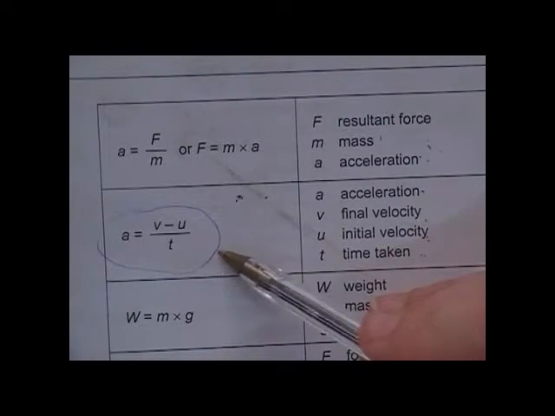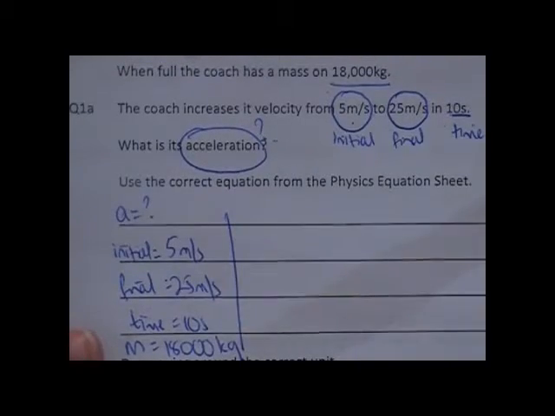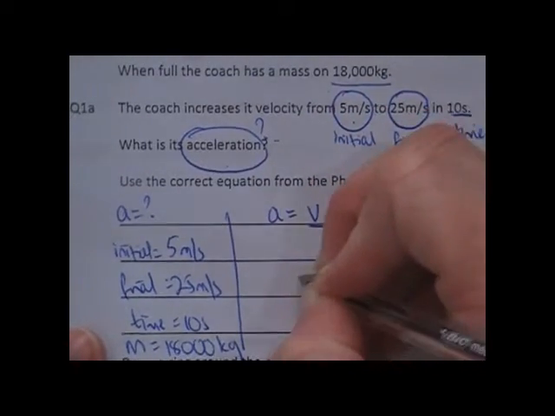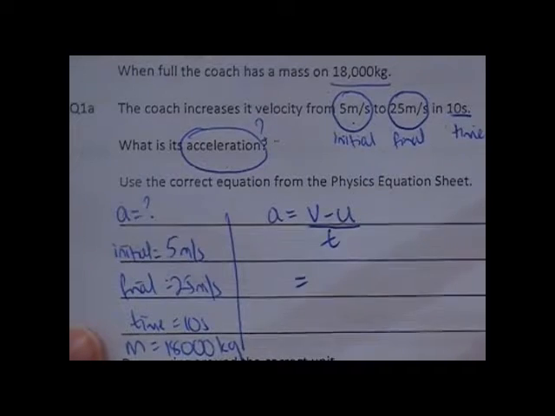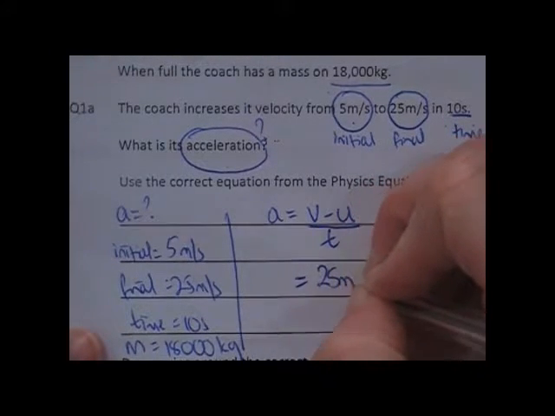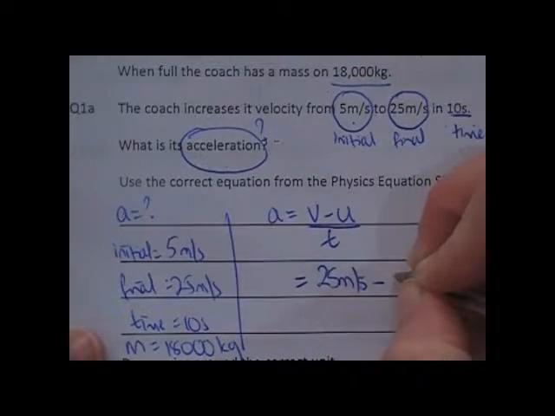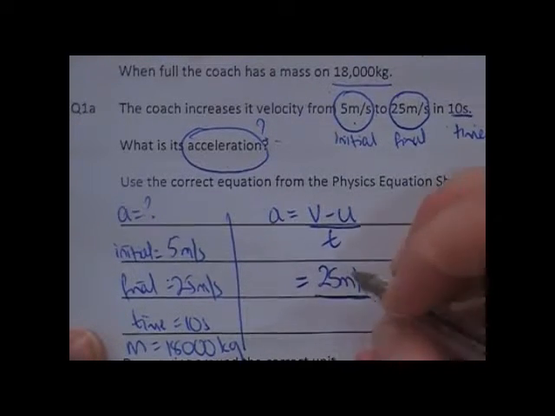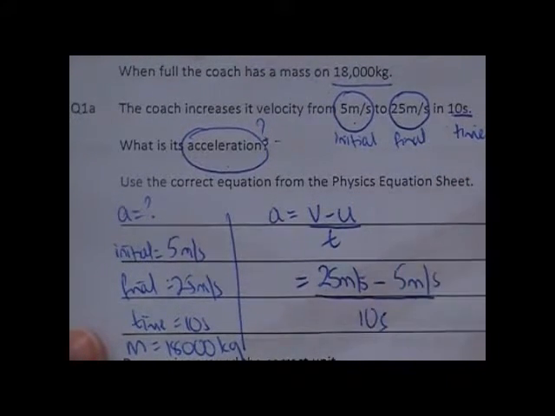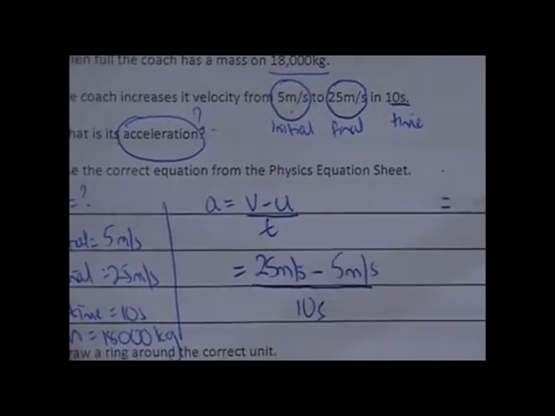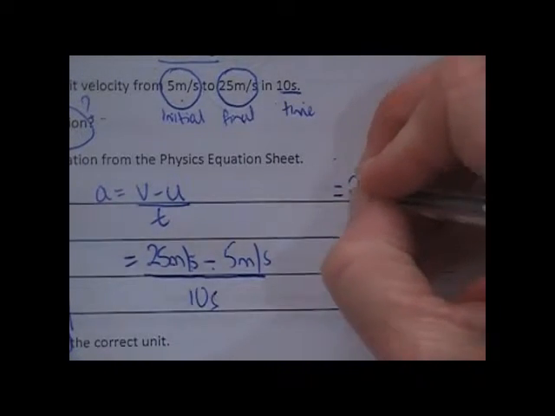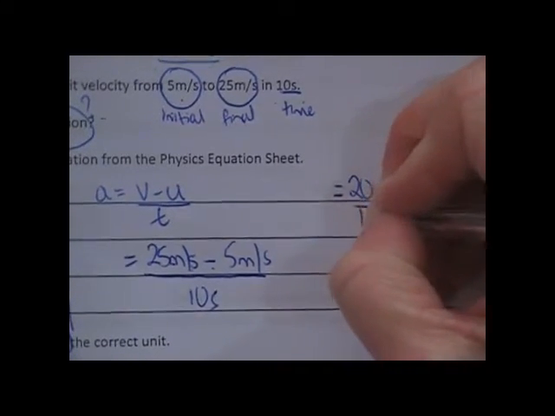So let's put this calculation down in our page. a equals v minus u divided by t. v is my final velocity, so I'm writing 25 meters per second down, minus 5 meters per second, which was my initial, divide that by 10 seconds. I'm going to simplify that down. I'm just going to move my paper over a little bit so that you can see it. 25 minus 5 is 20. I divided that by 10.